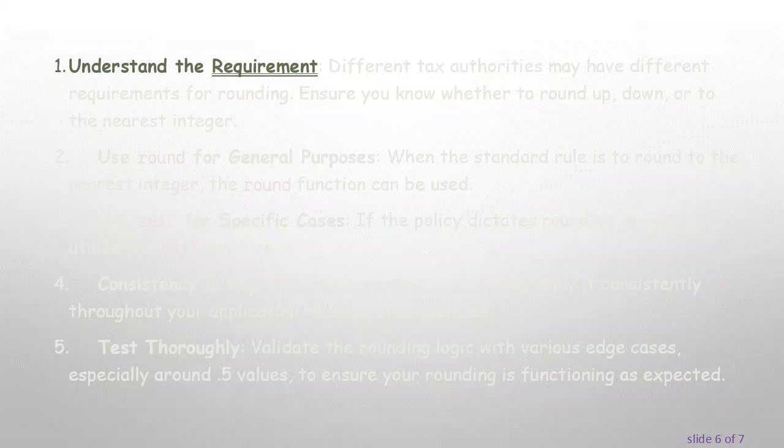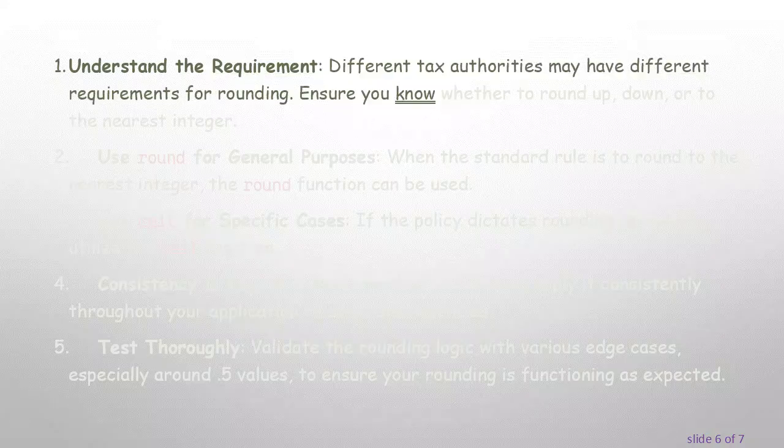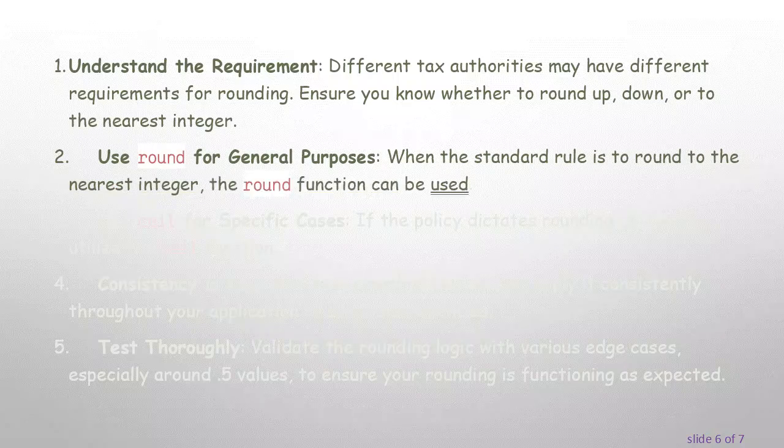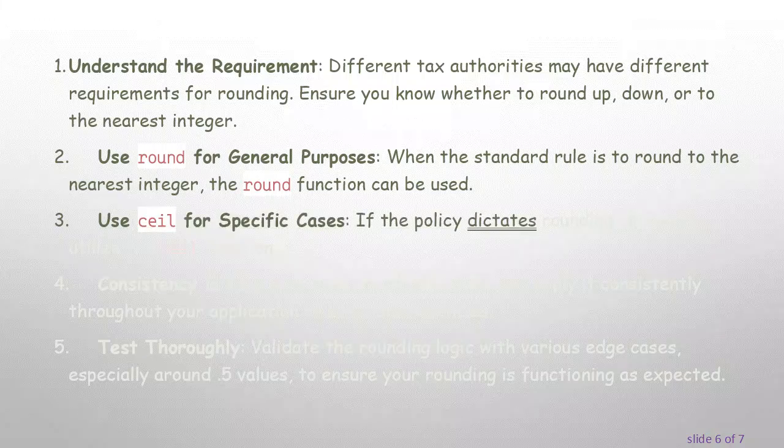Understand the requirement. Different tax authorities may have different requirements for rounding. Ensure you know whether to round up, down, or to the nearest integer. Use round for general purposes. When the standard rule is to round to the nearest integer, the round function can be used. Use ceil for specific cases. If the policy dictates rounding up always, utilize the ceil function.